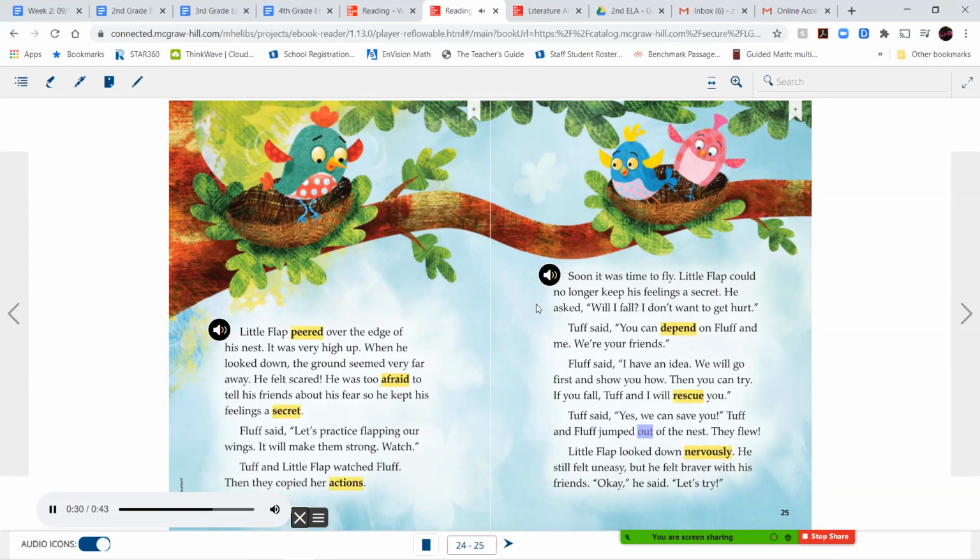Tuff and Fluff jumped out of the nest. They flew. Little Flap looked down nervously. He still felt uneasy, but he felt braver with his friends. "Okay," he said, "let's try."